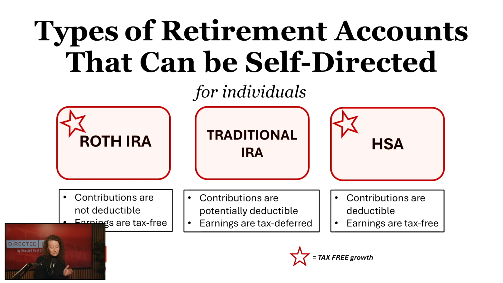So the Roth IRA, traditional IRA, and HSA, those are the three most common individual types of retirement accounts that we see on a regular basis.